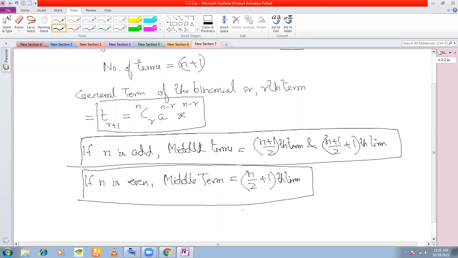So this is what you need to know in order to continue with the next set of problems. Okay. So I won't proceed here. I'll stop here. Just go through this.